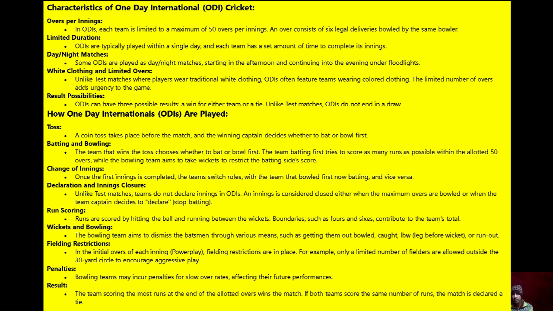Next point, change of innings. Once the first inning is completed, the teams switch roles, with the team that bowled first now starting batting, and vice versa.